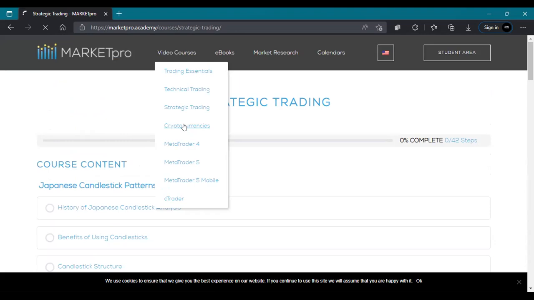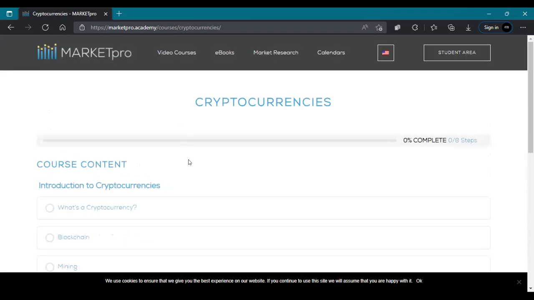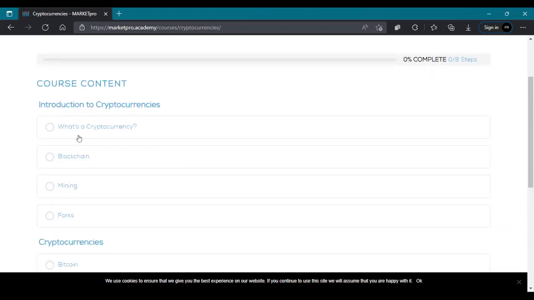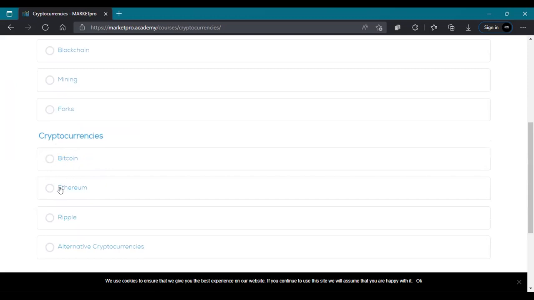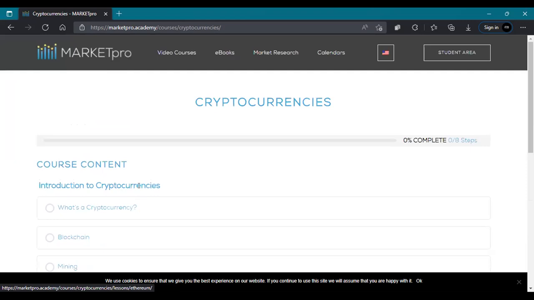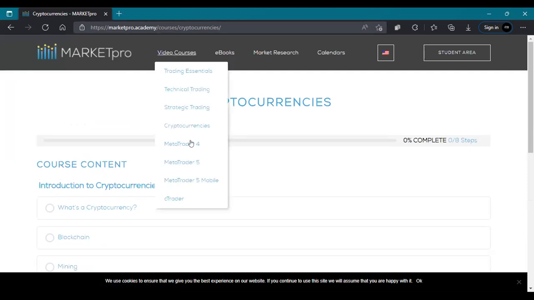If you want to take a course on cryptocurrencies, you can equally do that, right? So what's cryptocurrency? What's blockchain? What is mining, right? A course on Bitcoin, Ethereum, Ripple, alternative cryptocurrencies. You can equally watch all these, right? MetaTrader 4, MetaTrader 5, right?